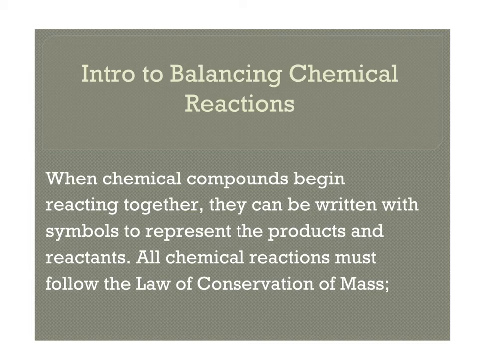In this lesson, we will be looking at balancing chemical reactions. When chemical compounds begin reacting together, they can be written with symbols to represent the products and the reactants. This allows scientists to accurately communicate what chemicals are involved and how they're arranged. We can determine the amount of the reactants that are needed, as well as determining how much of each product is formed. All these chemical reactions must follow the law of conservation of mass.